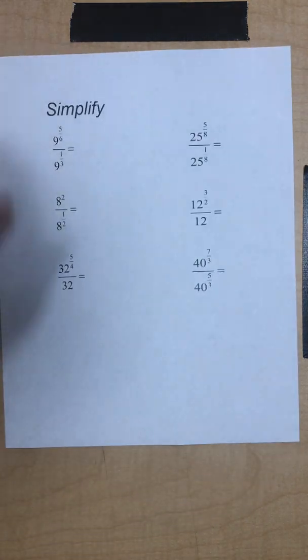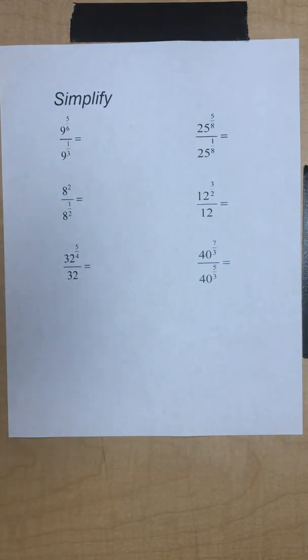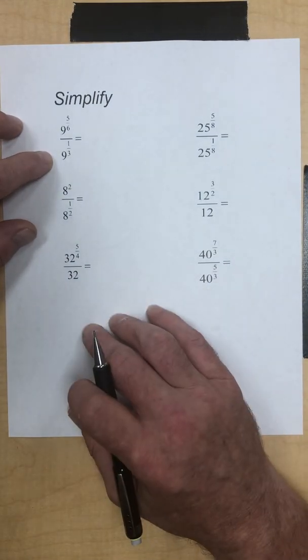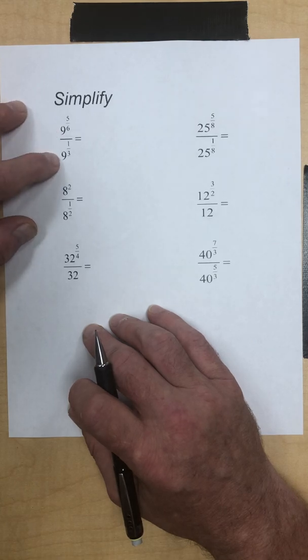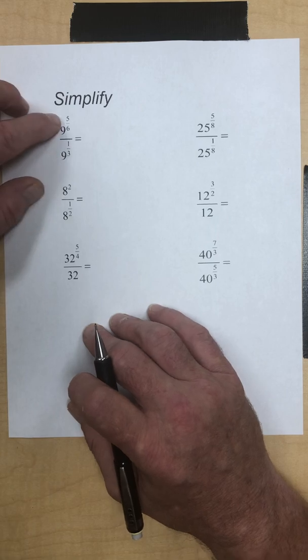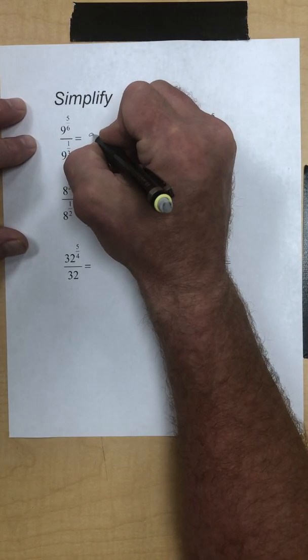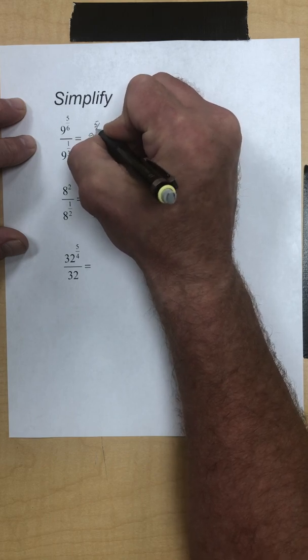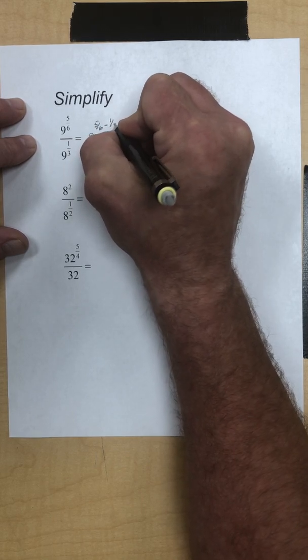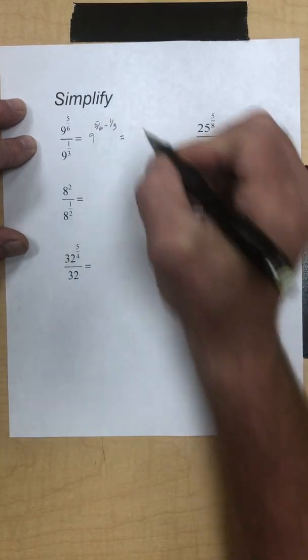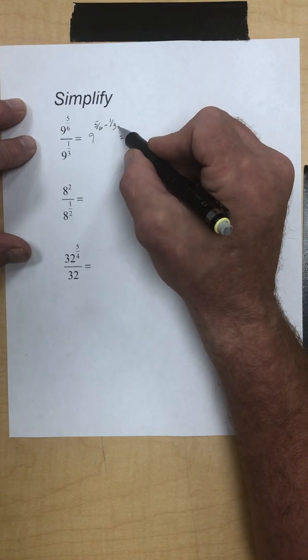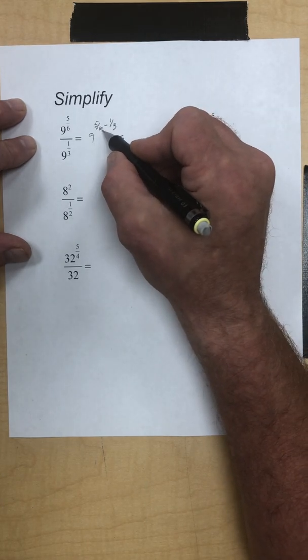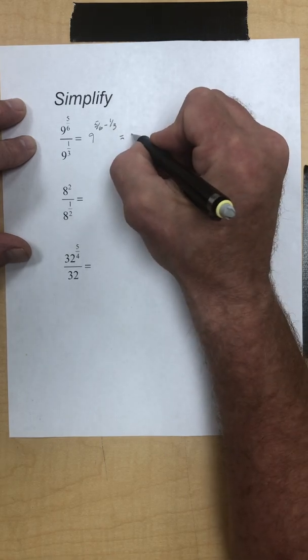Let's see what we've got going on here. Let's start up here. Now notice the base of the numerator is 9 and the base of the denominator is 9. So I can use the quotient rule here. That would be the same as 9 to the power of 5/6 minus 1/3. Well, 1/3 is the same as 2/6. So I'd have 5/6 minus 2/6, which gives me 3/6.